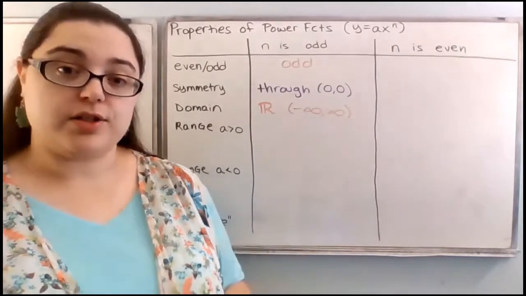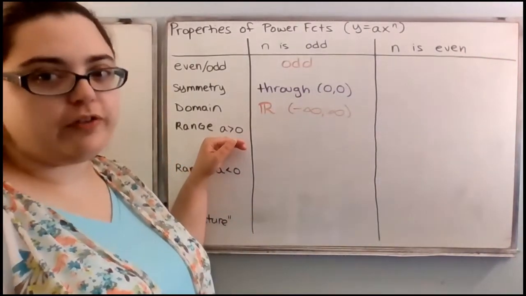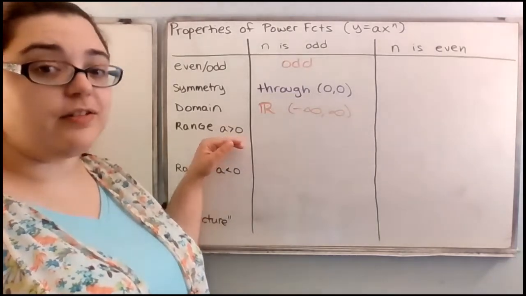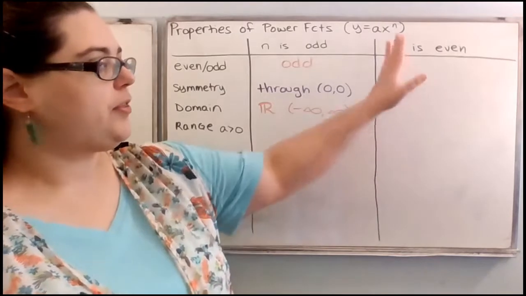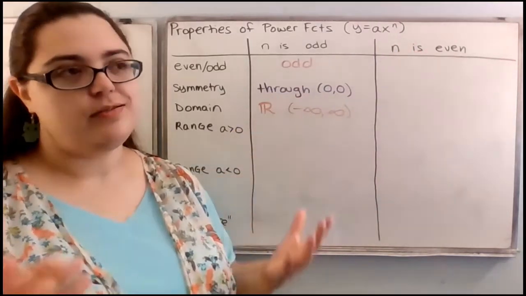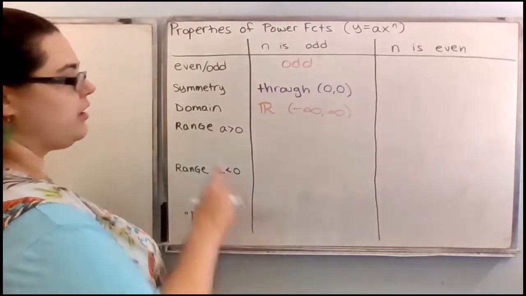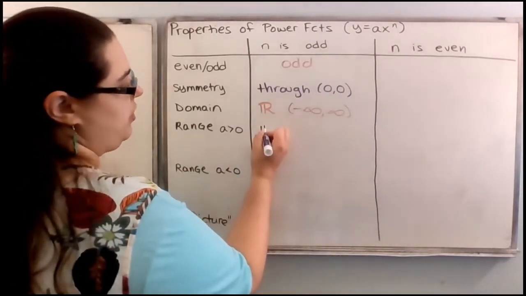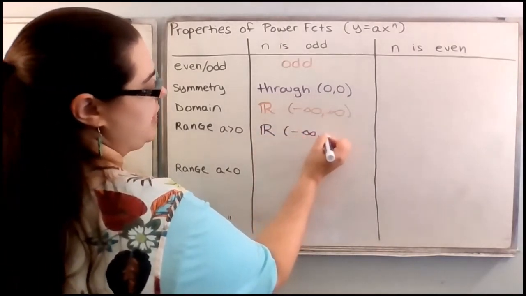Now, for the range of this function, if your coefficient of your power function is positive, that means we're going to have a function that goes up on the right and it goes down towards the left. And goes up and down forever. So that means our range is also going to be all real numbers, or negative infinity to positive infinity.